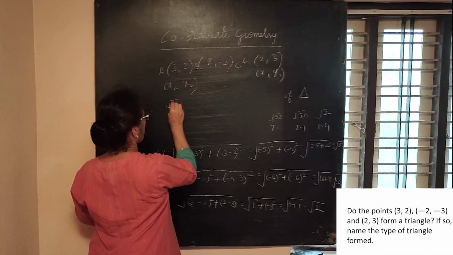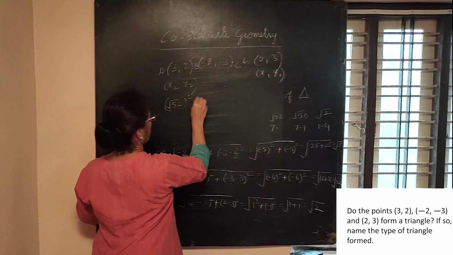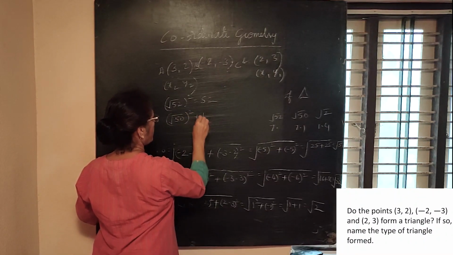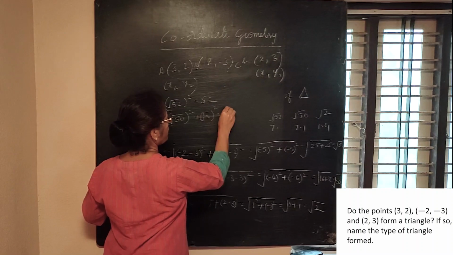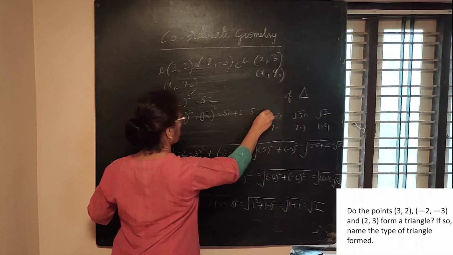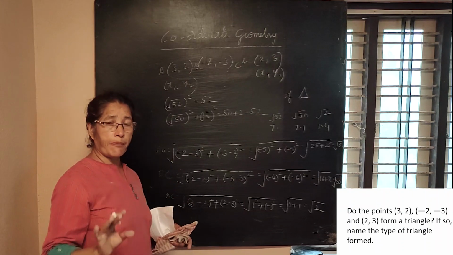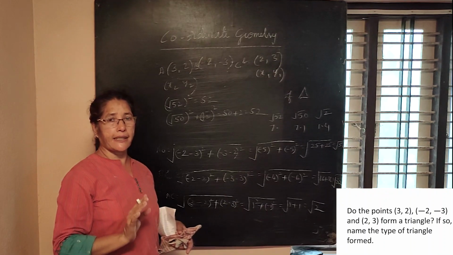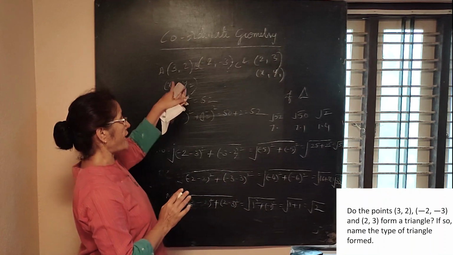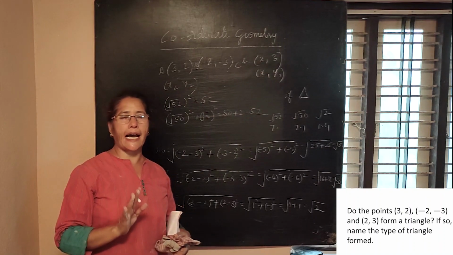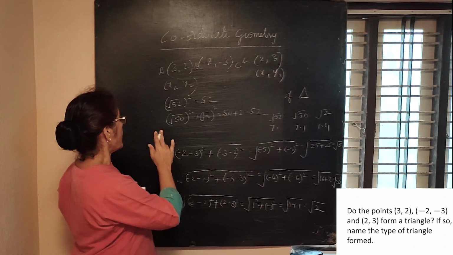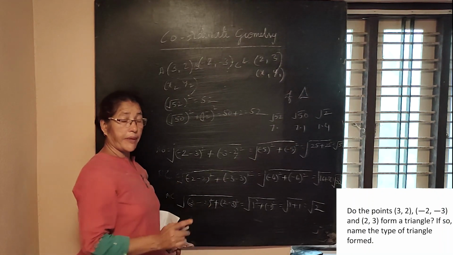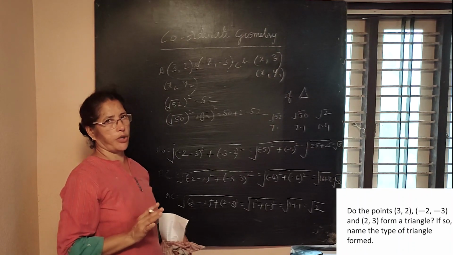So square root of 52 the whole square is equal to 52. Square root of 50 the whole square plus square root of 2 the whole square is equal to 50 plus 2, which is 52. So the square of the hypotenuse is equal to the sum of the squares of the other two sides. This is Pythagoras theorem. So these are the vertices of a right angled triangle. Square root of 52 is BC, so BC is the longest side, the hypotenuse.